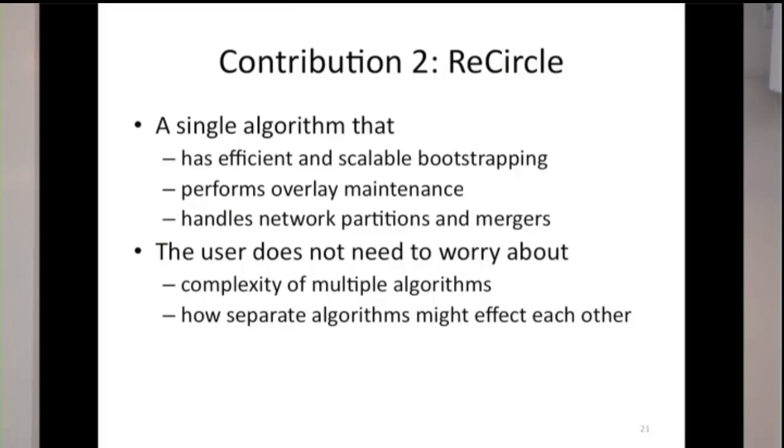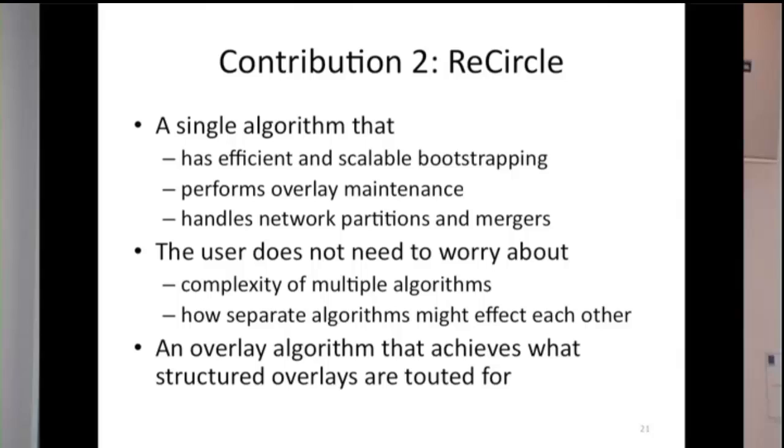As a user who implements this, they don't have to worry about multiple algorithms or how one algorithm can affect the other. Like, as you mentioned, in CATS we didn't have to worry about such stuff. Of course we have to worry on the data level, but on the routing level, we take care of these things. So this is what overlays were supposed to do. They did a lot, but we kind of converge into one final solution.